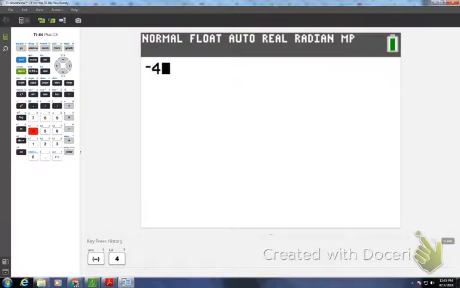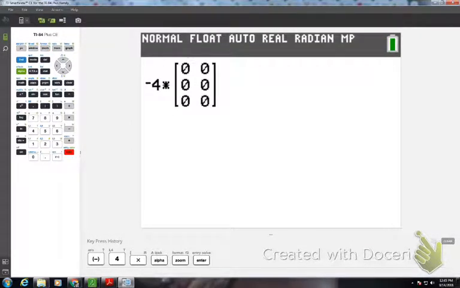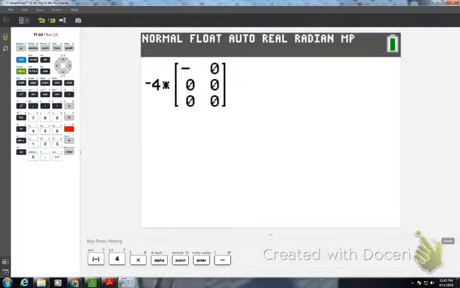So we've got -4 times, and then to open up a matrix, you're going to click alpha zoom, indicate the number of rows and columns for your matrix, and then hit enter. Then enter the elements of the matrix, -3. Make sure that you're clicking the negative sign and not the subtraction.